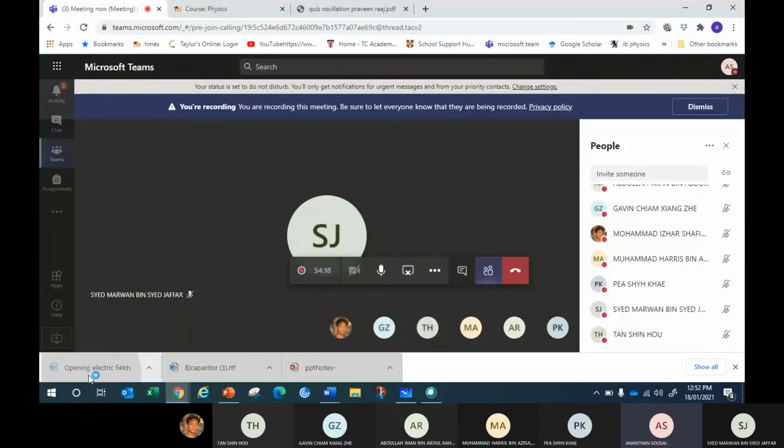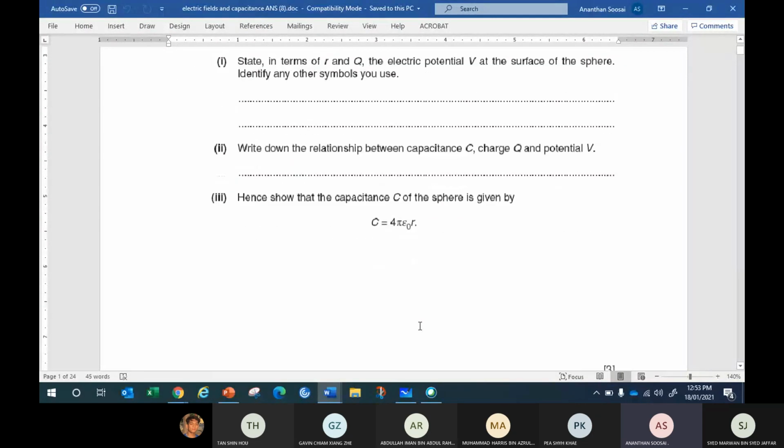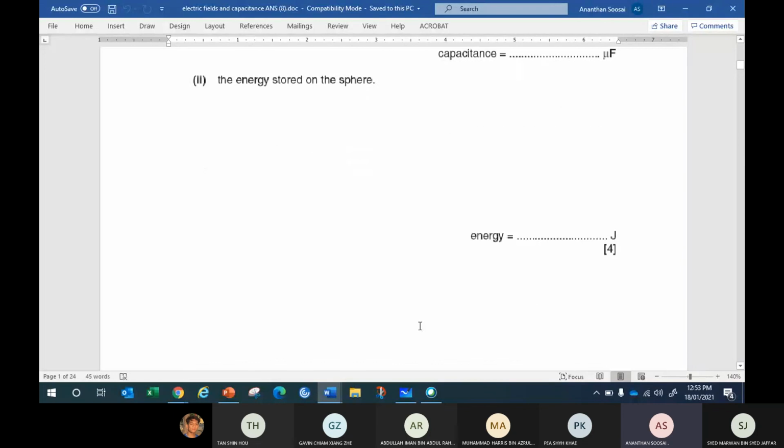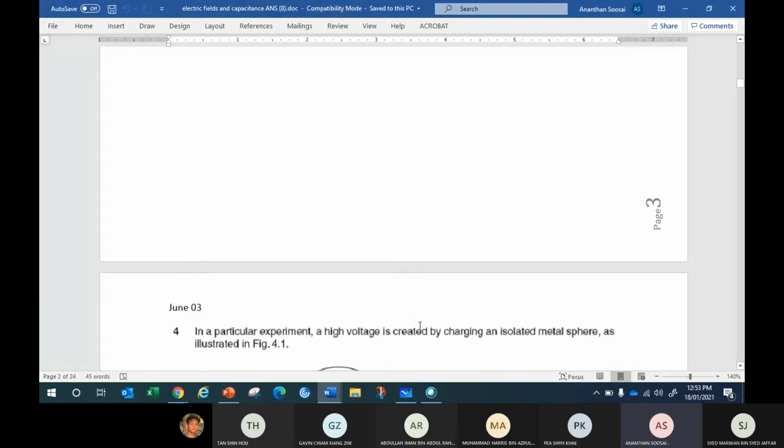Next class tomorrow we'll be discussing some questions, maybe 20 minutes, from the paper on electric field and capacitance. That day we did electric field, so now we do capacitance from that paper, about maybe 20 minutes. Then tomorrow we start with a new topic also, magnetic field.